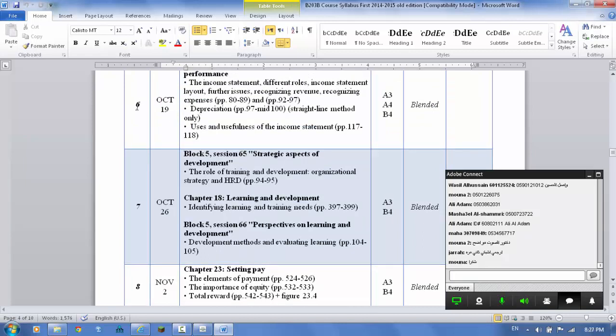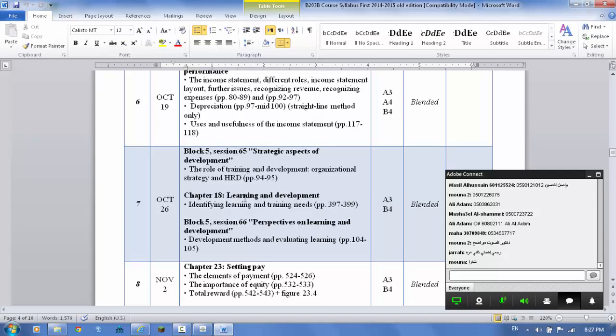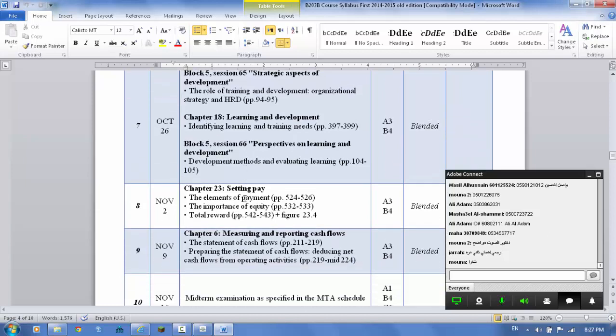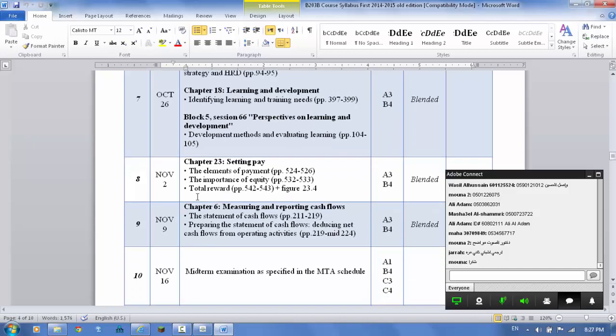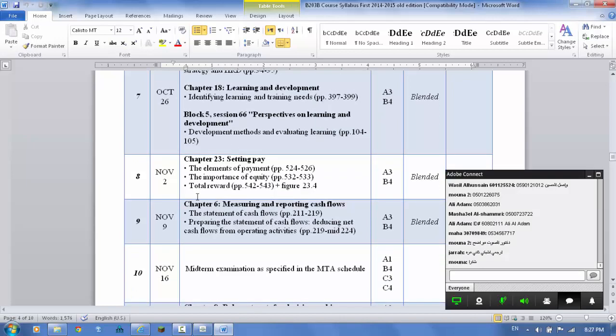Okay, so here in week 6 we will stop accounting, and in week 7 we will again go back to human resource and discuss in chapter 18 learning and development. Okay, and then we will continue also human resource in chapter 23 by discussing setting pay, or paying the salaries to employees. What is the meaning of salaries, and what does it contain, and what are the major types of paying.